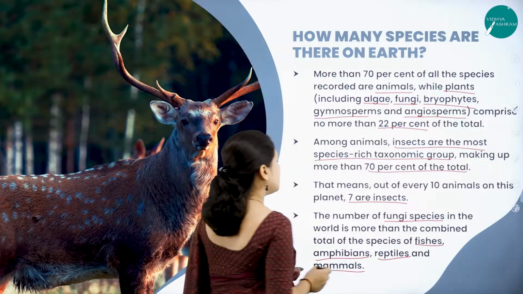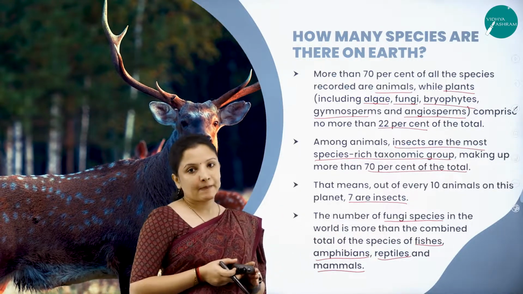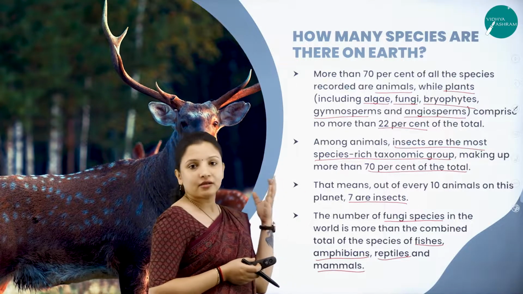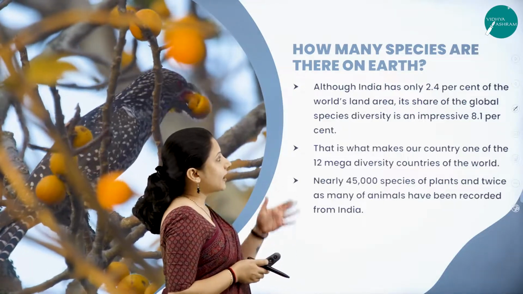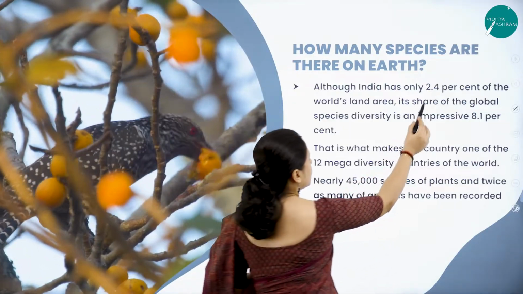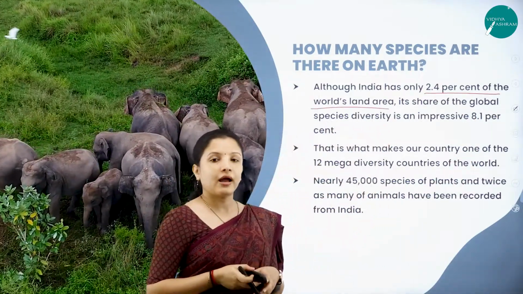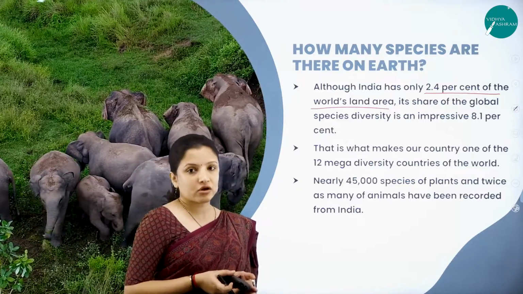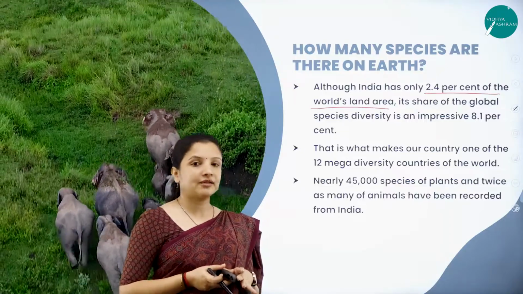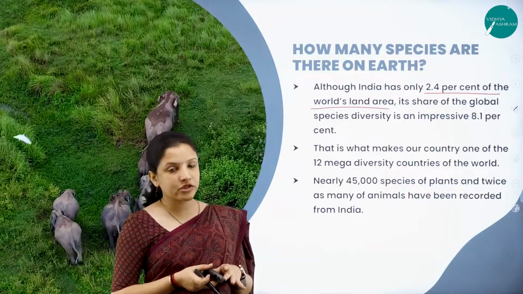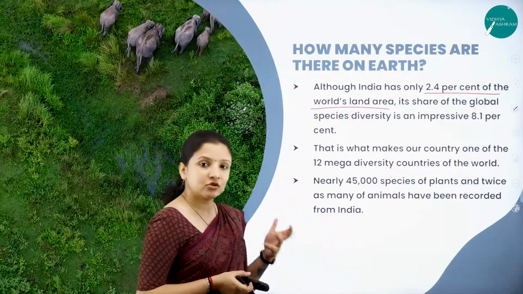So, fungi species are more when you combine the different species of fishes, amphibians, reptiles and mammals. So, this is about the different distribution of species in the world. And although India has only 2.4% of the world's land area, India is a very small country, and the land area that we have, because the majority is covered by water, 3 sides we are covered by water, and that is one of the reasons why the land area is small, and we have a lot of oceans and a lot of seas, rivers, etc. Therefore, the land area is quite minimal in India.